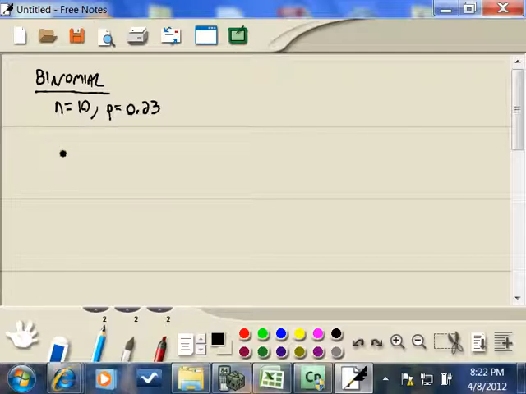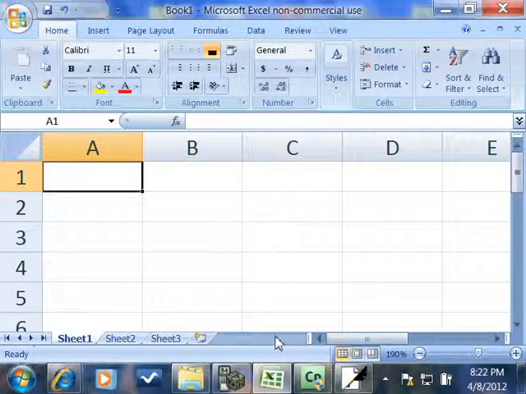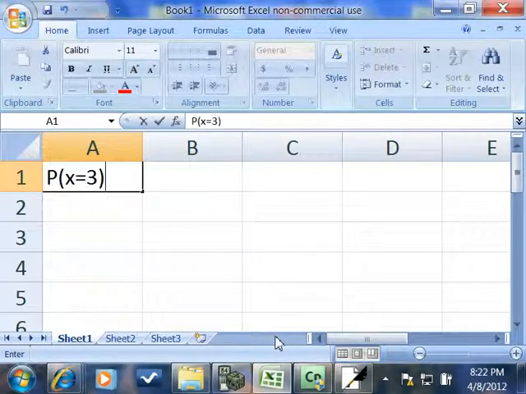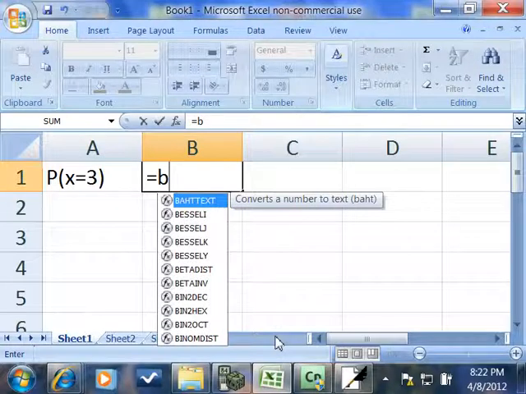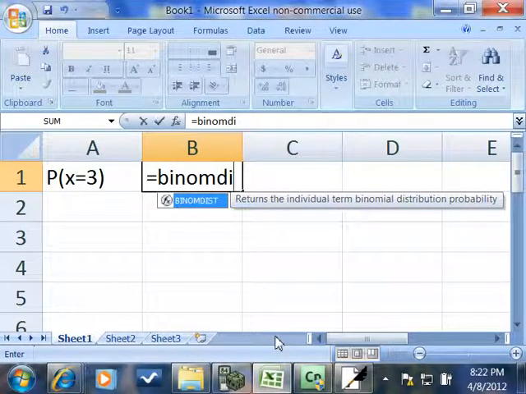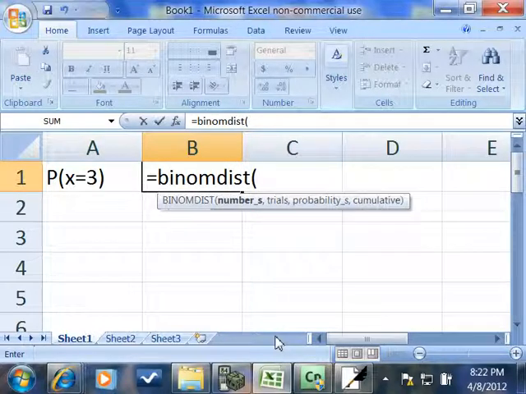Now, this is going to cover your different cases. Our first case is when you're looking at the probability that's exactly a value, like x is exactly 3. Well, if we come over to our Excel, exactly 3. If I do an equals and type in binom distribution, then you do begin parentheses number s. That's referred to x equals 3.